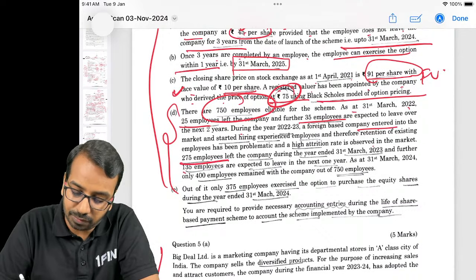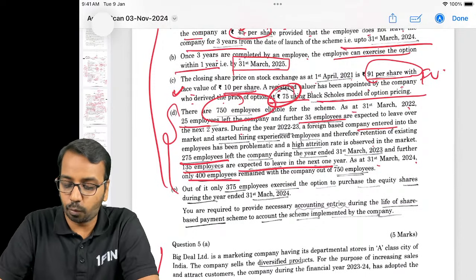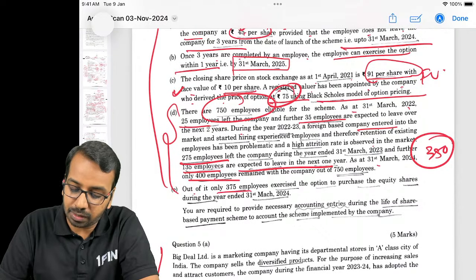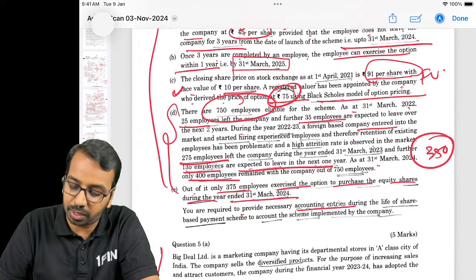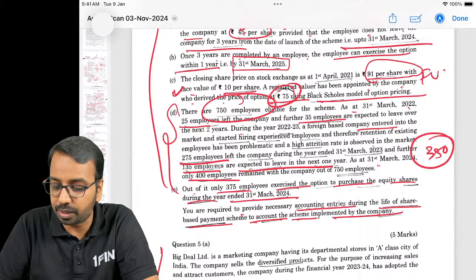275 left and 135 are expected to leave. As on 31st March, only 400 remain. Only 400 remain means 350 left. Out of it, only 375 exercise the option to purchase the equity share during the year ended 31st March. Provide necessary accounting entries during the life of share-based payment scheme to account for the scheme implemented by the company.